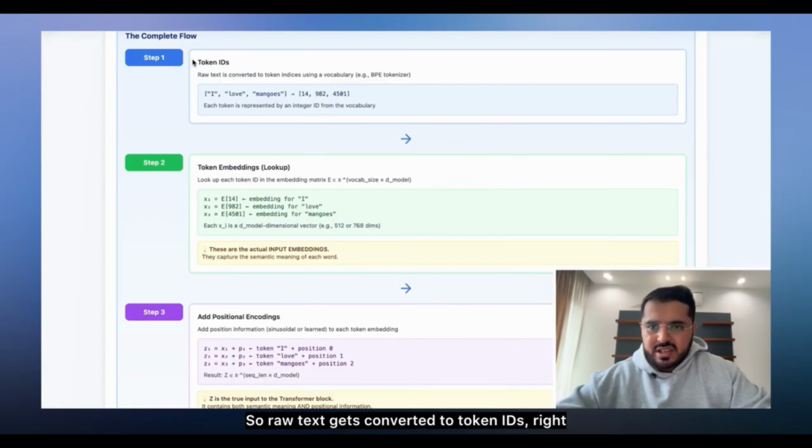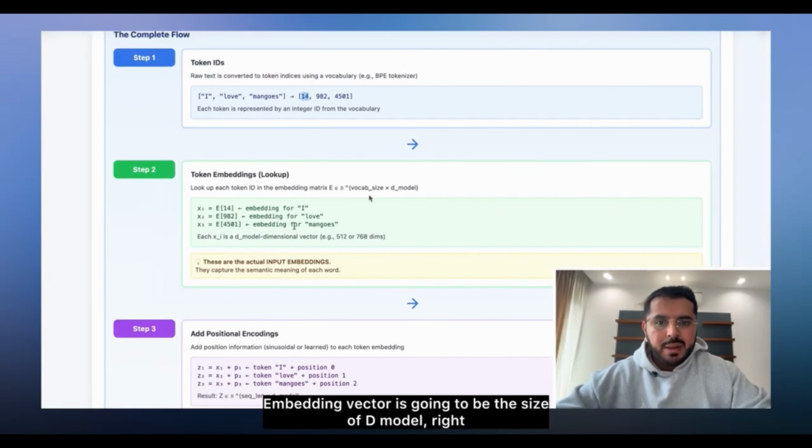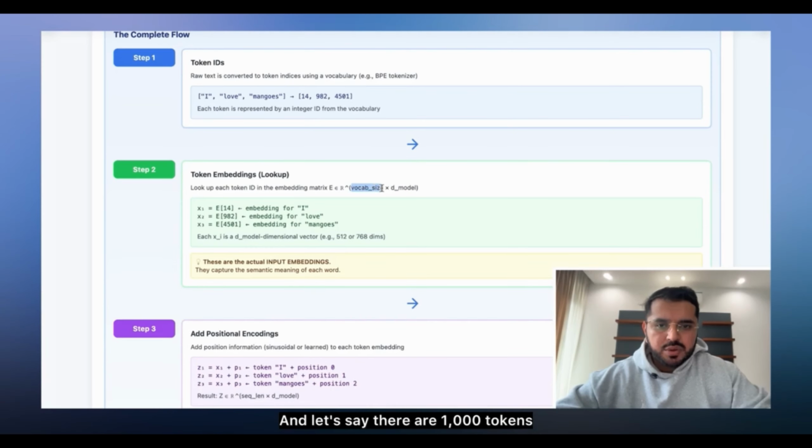Raw text gets converted to token IDs, right? "I love mangoes." I will have a token ID. Love will have a token ID. Mangoes will have a token ID. All of them are discrete, right? Token embeddings: let's introduce something continuous. Every token, for example 14 is a token ID that is representing "I", is going to have an embedding vector, right? The embedding vector is going to be the size of d_model. Let's say there are 1000 tokens, it's going to be 1000 by d_model. Let's say d_model is 64, so it's going to be 1000 by 64.